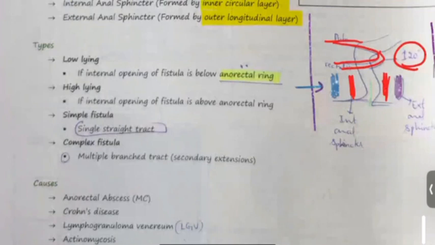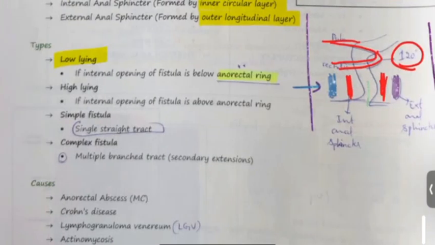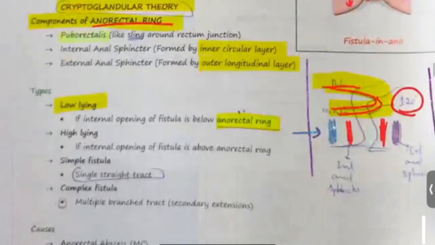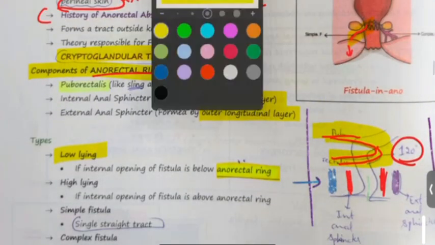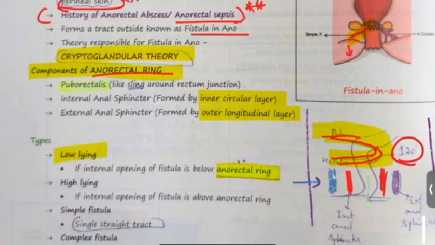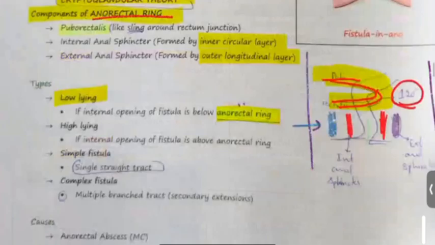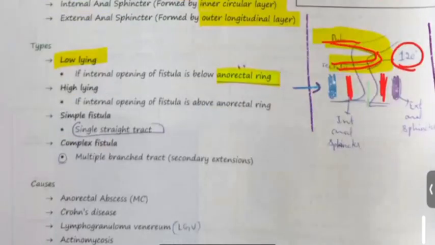There can be low lying fistula if the internal opening of the fistula is below the ano-rectal ring. So this is the ano-rectal ring. Okay, if the fistula is opening below this ring, then it is called as low lying. If it is opening above the ano-rectal ring, it is called as high lying fistula.